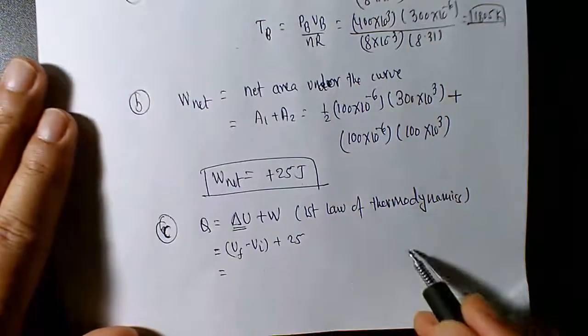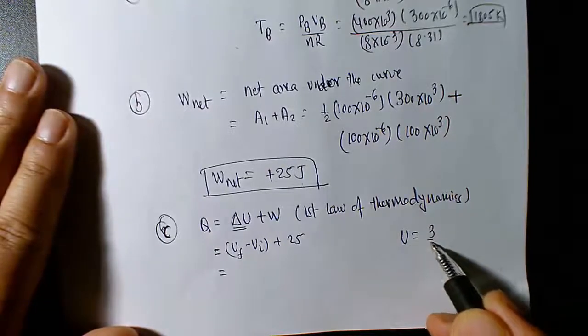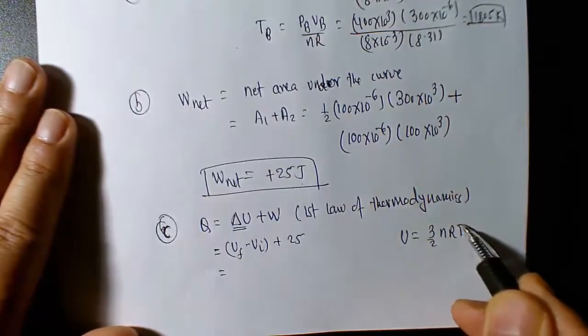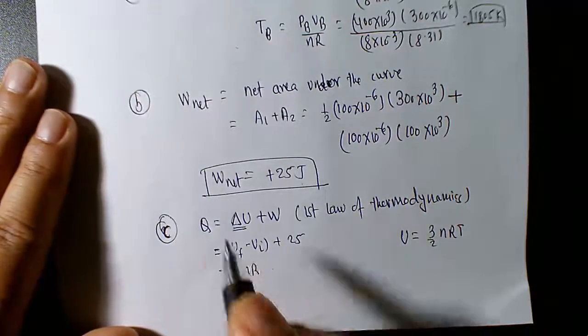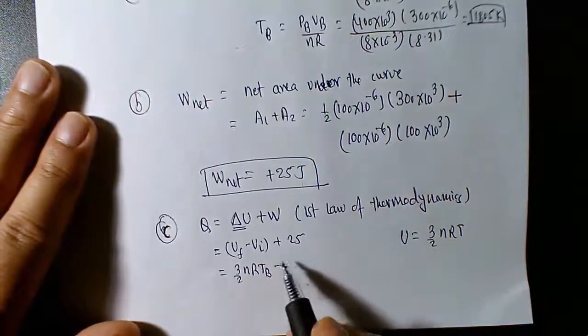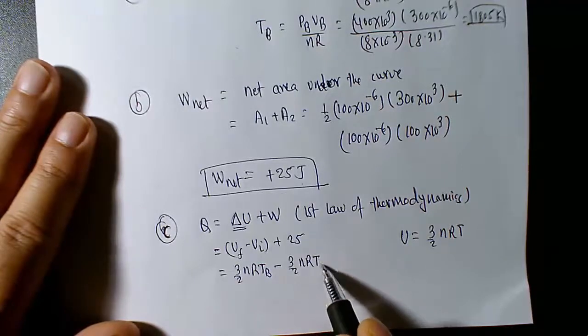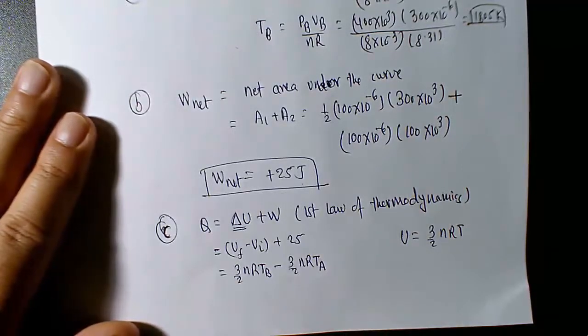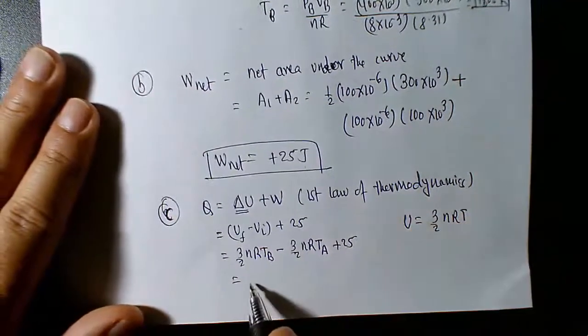If you check the formula, the thermal energy or internal energy of any gas is 3/2 nRT. Okay. So 3/2 nR, and final is state B, so you need the temperature at B, minus 3/2 nR, and initial temperature is the temperature at A, which we already know. So that's it. And then just put in all the numbers.